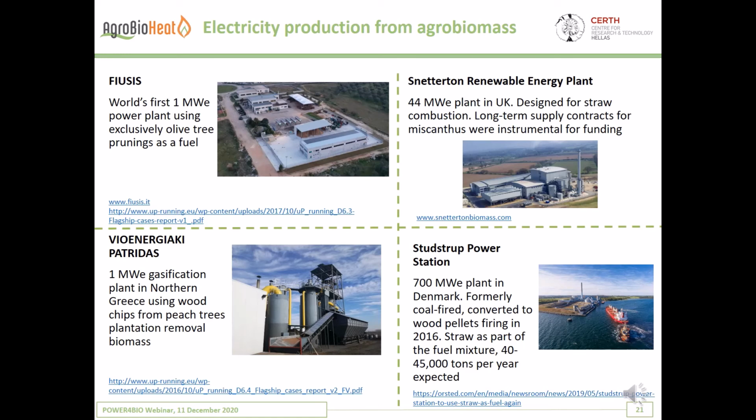And on the bottom right, you can see Studstorp power station. Studstorp used to be a coal plant. It was converted to wood pellets firing in 2016. Back in its coal days, Studstorp was co-firing straw. It stopped for a while, and then it was announced last year that it would start resuming using straw as part of the fuel mixture, with indicative levels of 40,000 tons per year expected.